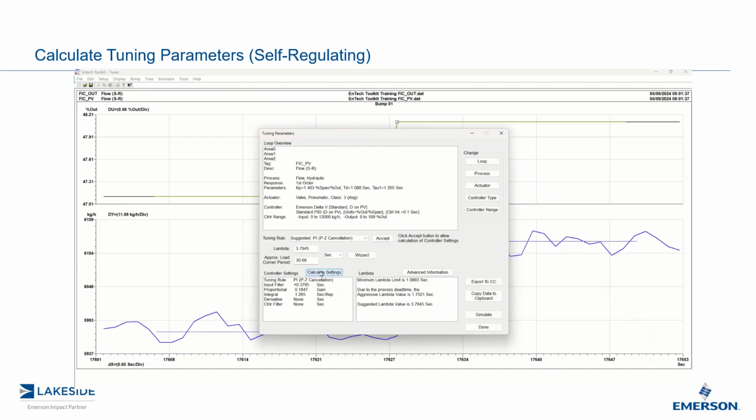And you can click calculate settings, and there it has calculated your proportional and your integral. If you want to choose a different type of lambda, you could choose, let's say, 6. If you want to slow it down a bit, it will recalculate your tuning parameters.